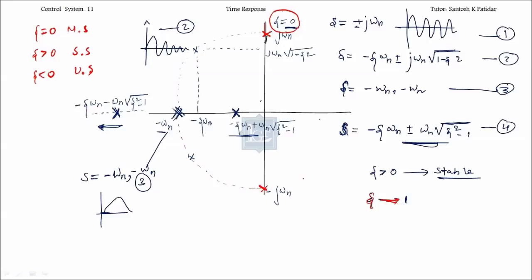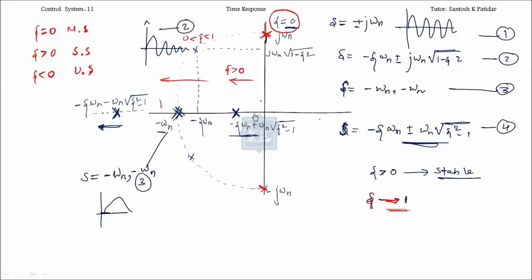At zeta equal to 0, your poles are exactly located on the imaginary axis. When zeta increases, here taking zeta values between 0 and 1, your poles move away from the imaginary axis. As zeta moves towards 1, your poles will move away from the imaginary axis, on this side.